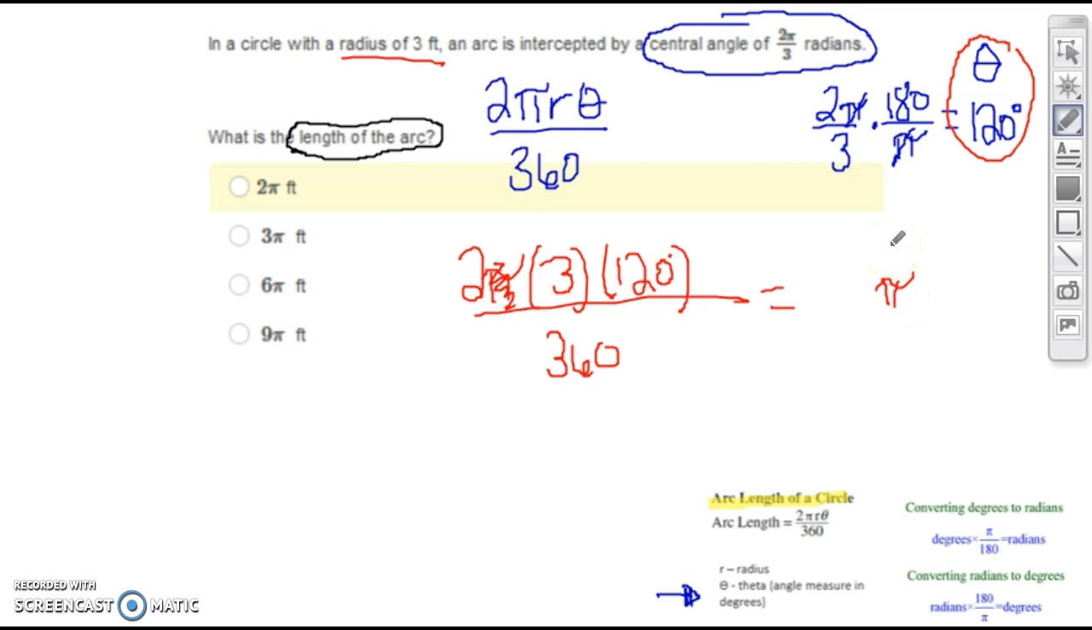So when I type in my calculator, I'm going to do 2 times 3 times 120, and I'm going to divide that by 360. And I get 2. But again, I got to leave pi on my answer because I ignored it to begin with, so it has to be in my answer. So the arc length is 2 pi.